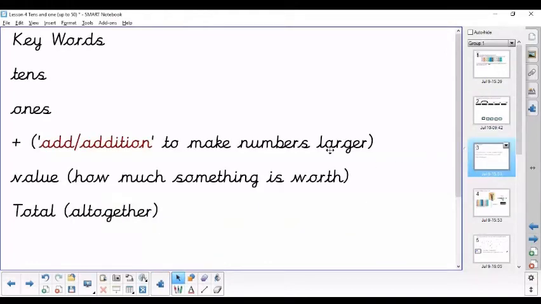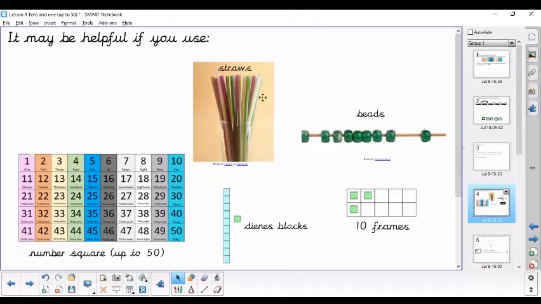So there's some key words that we need to know. That is tens, ones, this symbol here, which means to add, or the addition symbol, and it means to make numbers larger. The word value is how much something is worth, and the word total, which means all together. It may be useful to use some of these physical resources: straws, beads, the 10 frames, and Dean's blocks. You can also use a number square up to 50, and again, there's a link to the resource that you can download for free from my TES website.